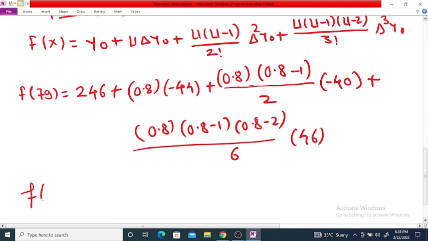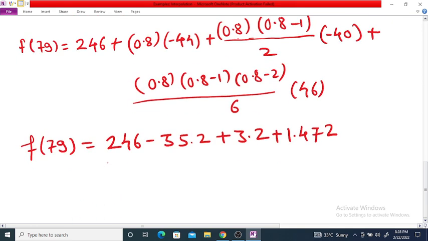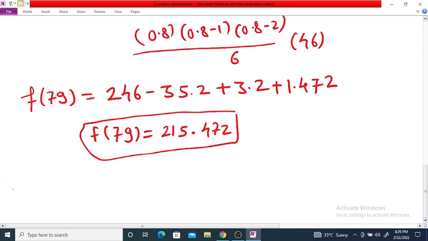So if you simplify this, f of 79 is equal to 246 minus 35.2 plus 3.2 plus 1.472, and therefore f of 79 is equal to 215.472. This is the value at 79. Now next, example number 2.